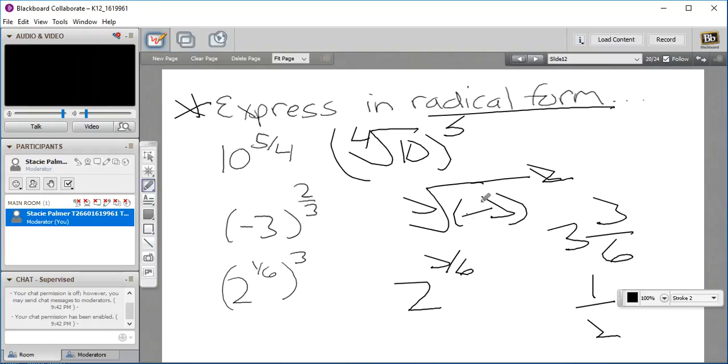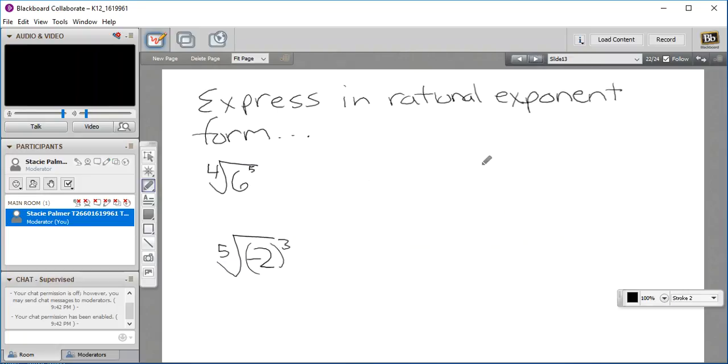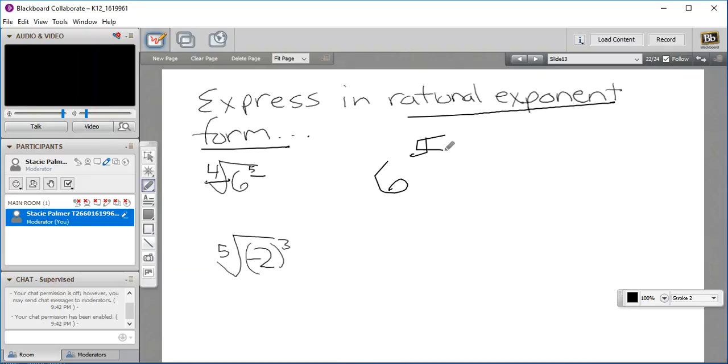Okay, so let's go back to our problems here. We took care of doing each one of these. Now we are going to take something that's in radical form and put it in rational exponent form. So we know the bottom number of our fraction is going to be 4. The top number of our fraction is going to be 5. 6 to the 5/4 power. Okay, let's look at the next one. 5th root of -2 to the 3rd power. So -2, this would be to the 3/5 power.